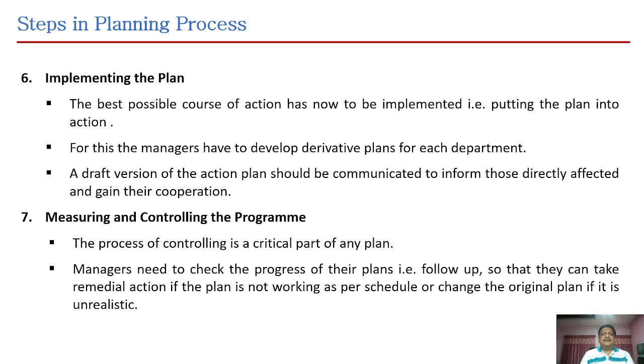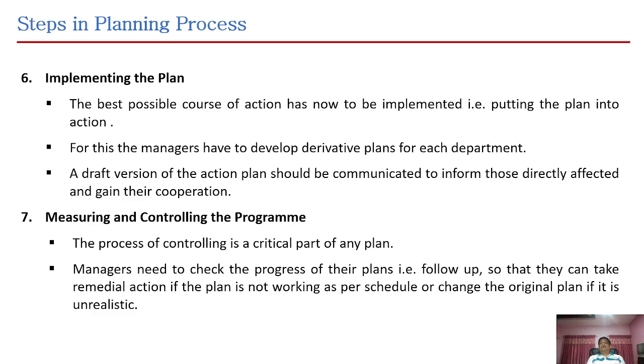Then next, the seventh step is measuring and controlling the program. The process of controlling is a critical part of any plan. Normally we plan everything, like when we are studying for the exam, we plan very well, one week before the examinations, that this day I will do this, this day I will do this, but at execution time or controlling time, we face a very bad experience. And if we delay completing our course, then automatically at the time of the exam, at the end, we will have much trouble. So measuring and controlling of the program is very important.